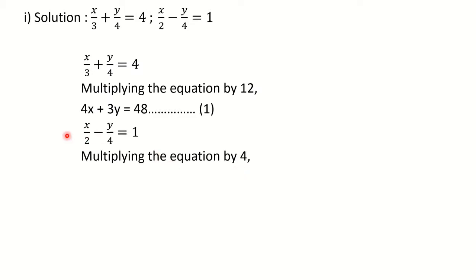When you multiply here by 4, that 4 will get cancelled with 2 and here you will get 2x. And when you multiply here by 4, 4 and 4 will get cancelled and simply here you will get minus y. And when you multiply here by 4, you will get 4, 4 into 1 is 4. So the new equation will be 2x minus y is equal to 4. Number this as 2. So in this way we have found two equations in the simplest form.